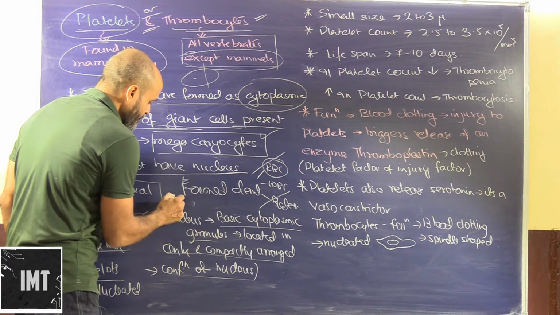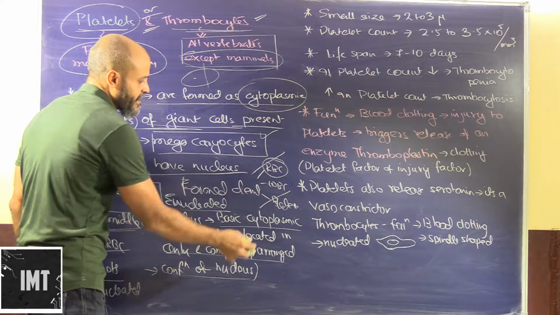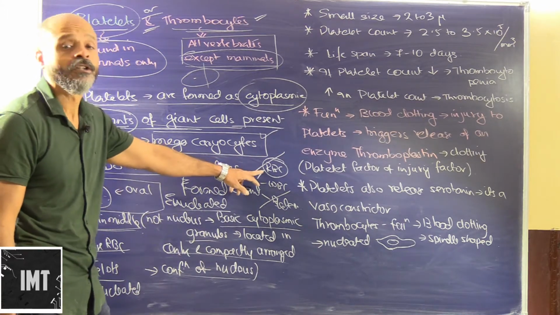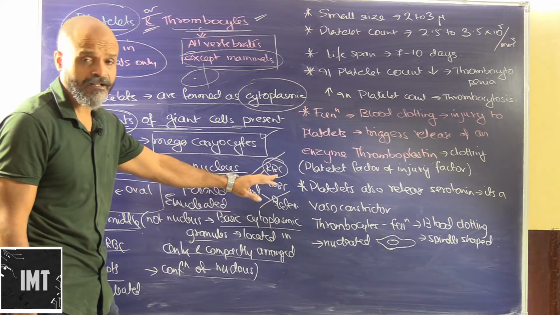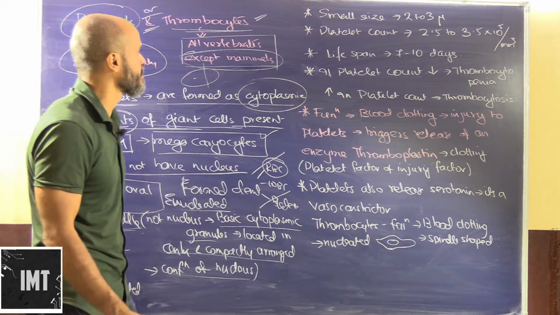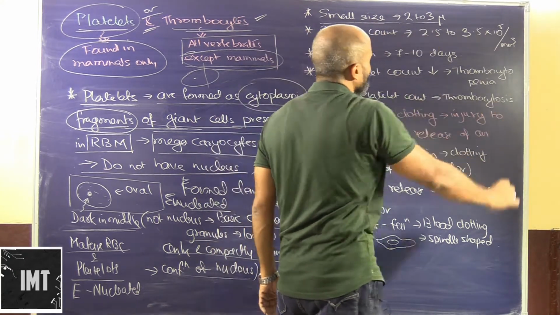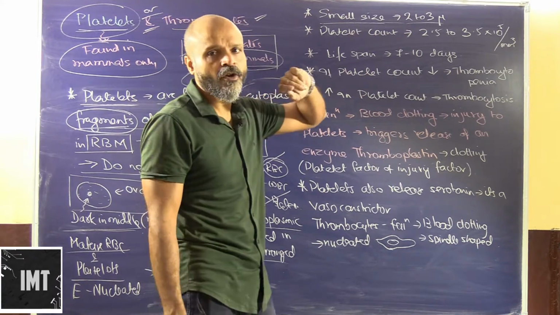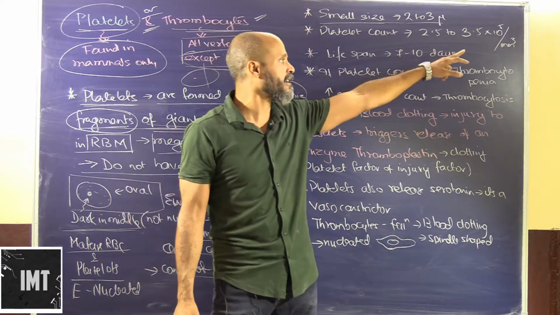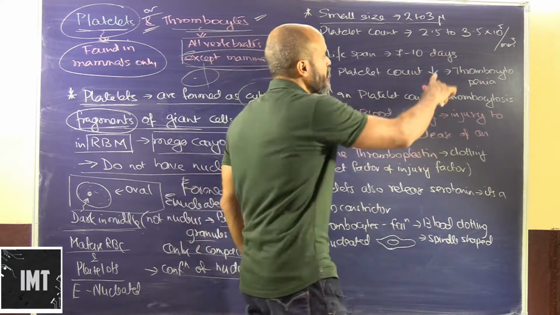Enucleated. They are also enucleated. So out of the blood cells that we have, blood corpuscles, or we can say the formed elements of the blood, RBCs and platelets are the ones which do not have a nucleus. Okay, so talking about their size, they are approximately 2 to 3 micrometers.